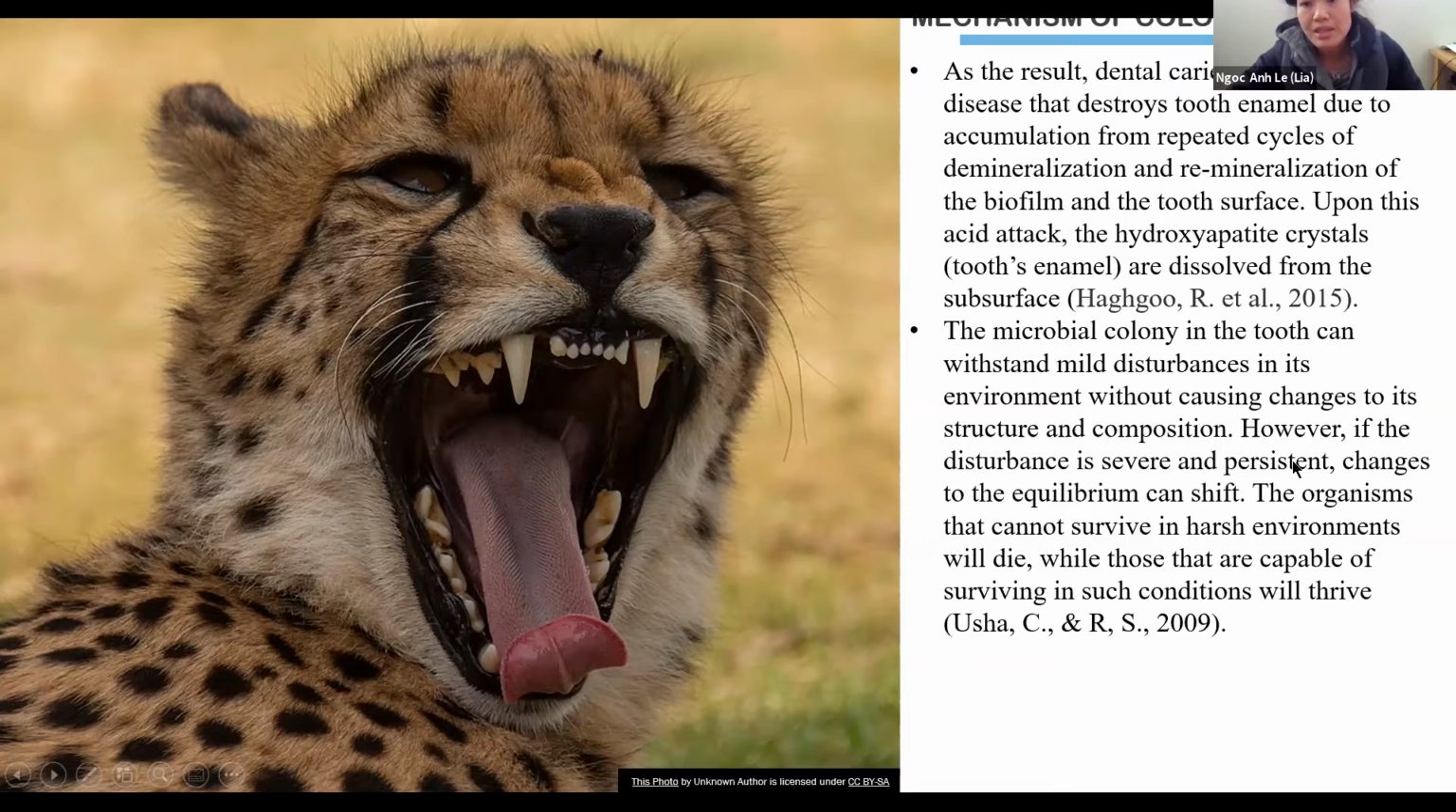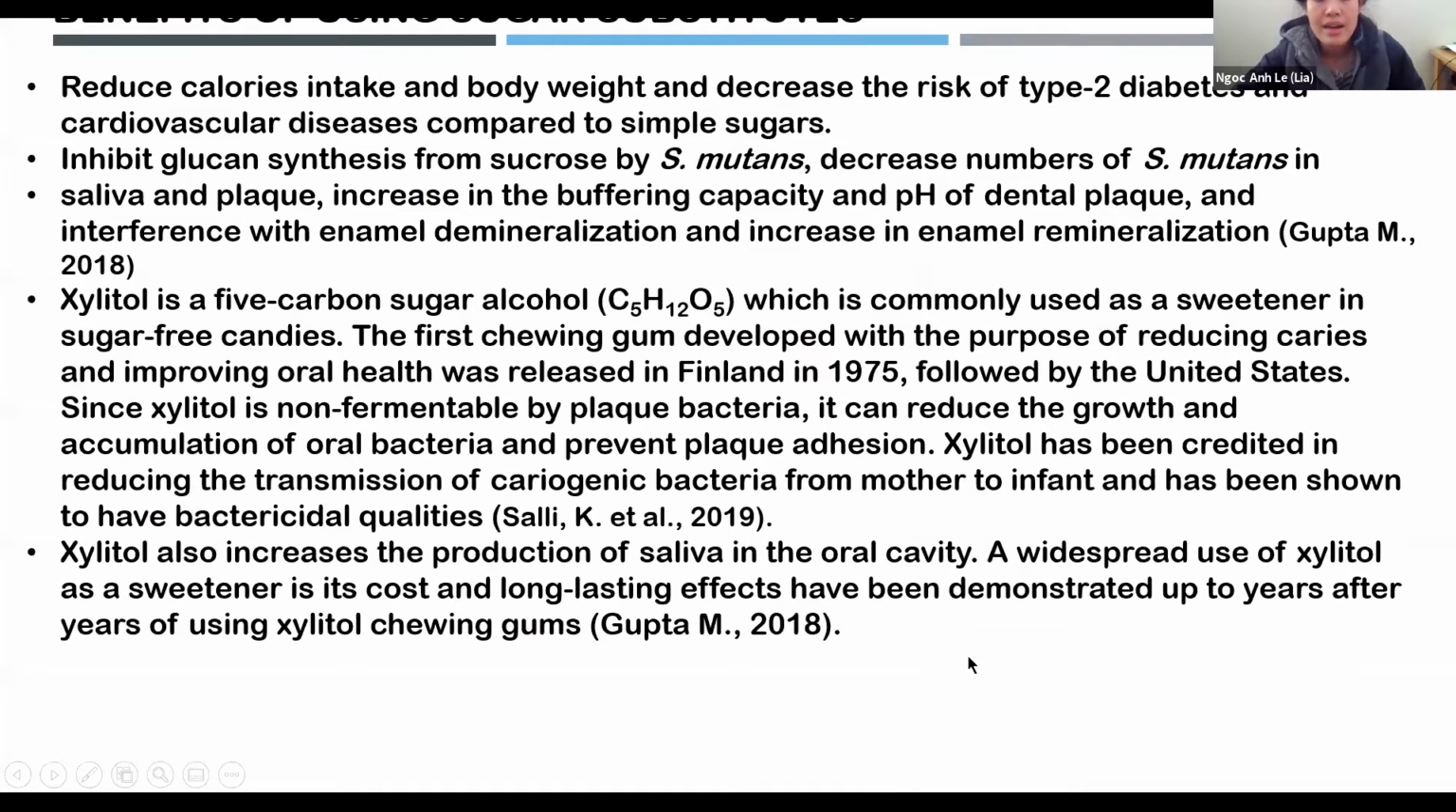The microbial colony in the tooth can withstand mild disturbances in its environment without changes to its structure and composition. But if the disturbance is too severe or persistent, it changes to an equilibrium shift. The organisms that cannot survive in the harsh environment will die, while those capable of surviving in such conditions will thrive.